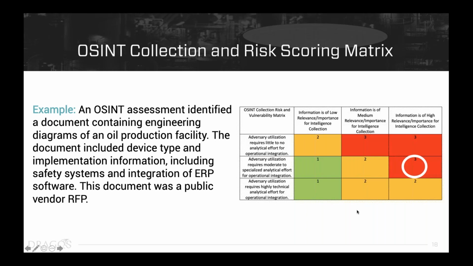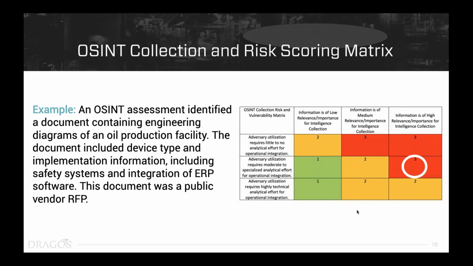So to use an example, when we are applying information to the collection and risk scoring matrix, an analyst conducts an OSINT assessment and identifies a document containing engineering diagrams of an oil production facility. This document included device type and implementation information, including safety systems, and the integration of enterprise resource planning software. This document was a public vendor RFP that you were able to find in an exposed data repository.